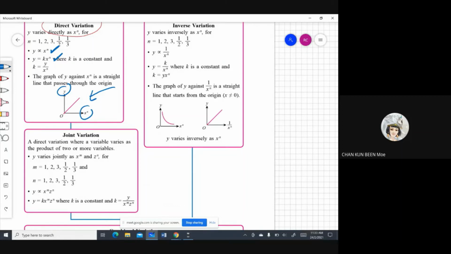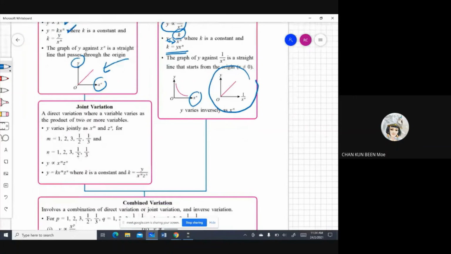Whereas for inverse variation, y varies inversely as x to the power of n, and y equals k over x to the power of n, where k is a constant. When you want to get the constant, it is y times x to the power of n. The graph of y against 1 over x to the power of n is a straight line, whereas y against x to the power of n is a hyperbola. That is for inverse variation.